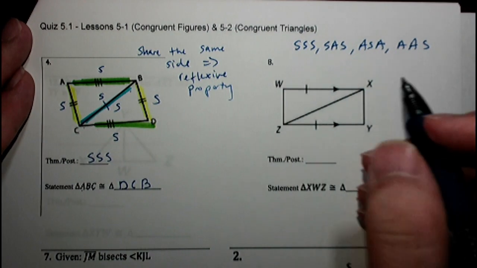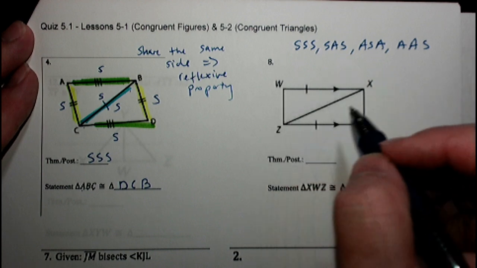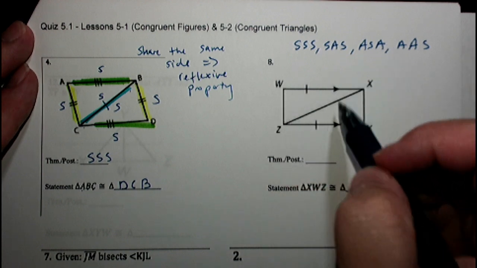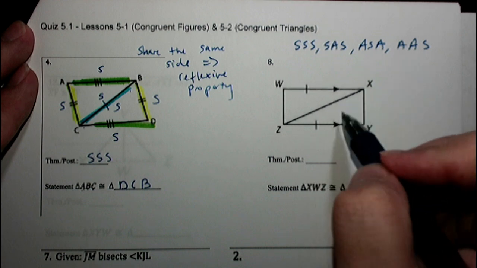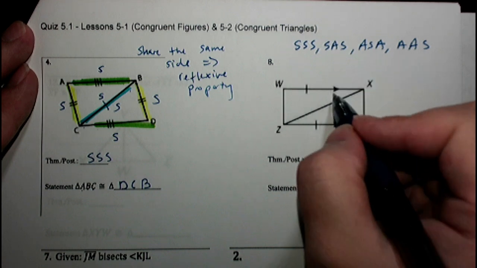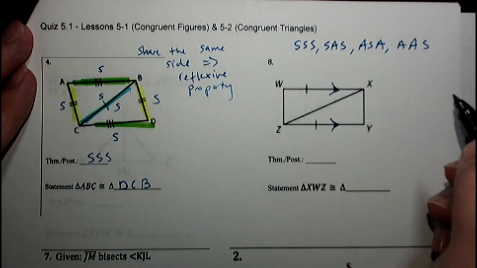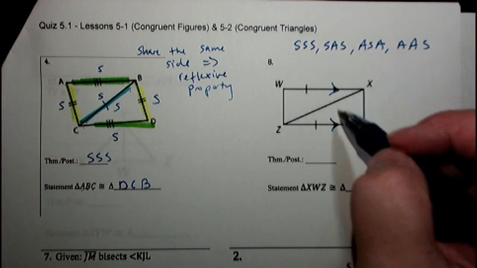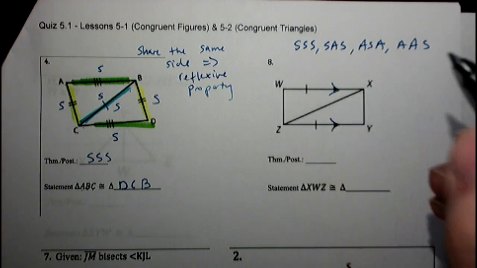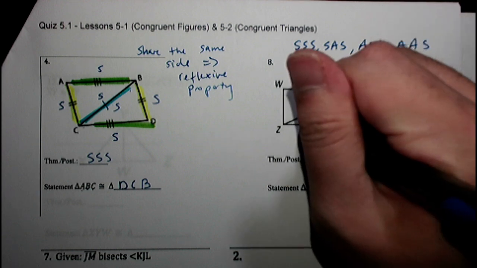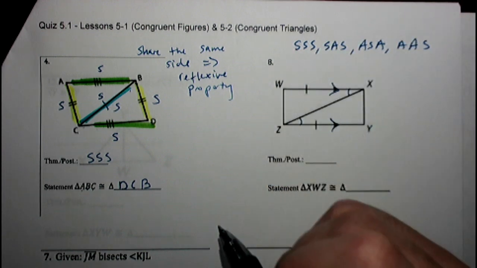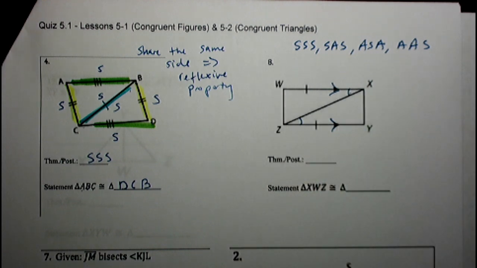Number 8. Okay, so one thing that we need to note is this. We have these little arrows here, and these arrows indicate we have parallel lines. Parallel lines cut by a transversal, therefore we have the alternate interior angles. It has to look like a Z in order for us to mark those two angles there.